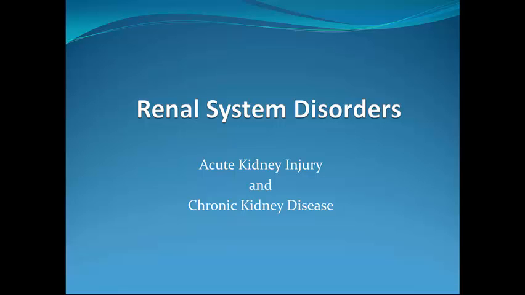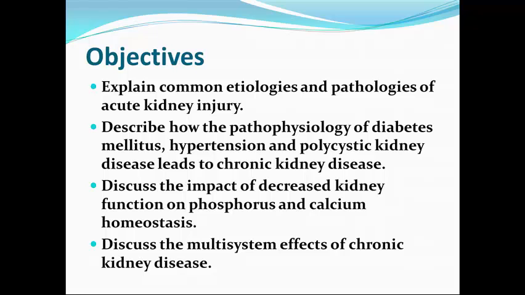The topic of this lecture is renal system disorders with a specific focus on acute kidney injury and chronic kidney disease. What we'll look at during our time together is the common etiologies and pathologies of acute kidney injury. We'll describe how the pathophysiology of diabetes, hypertension, and polycystic kidney disease can actually lead to chronic kidney disease.